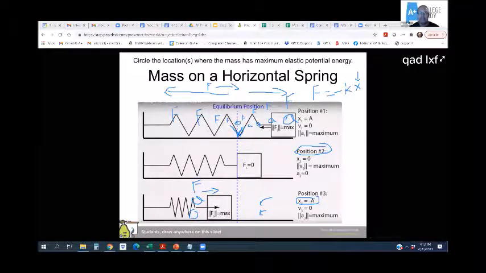Now, something else they may ask you about is kinetic energy. So remember that kinetic energy, at least linear translational kinetic energy, is equal to 1/2 mv².